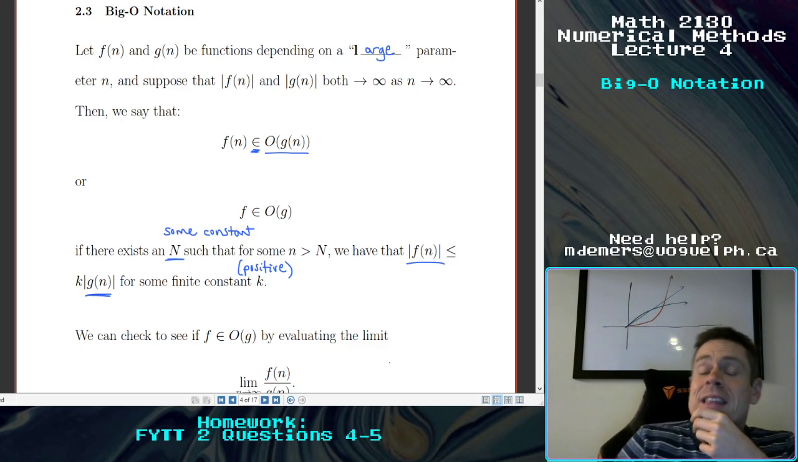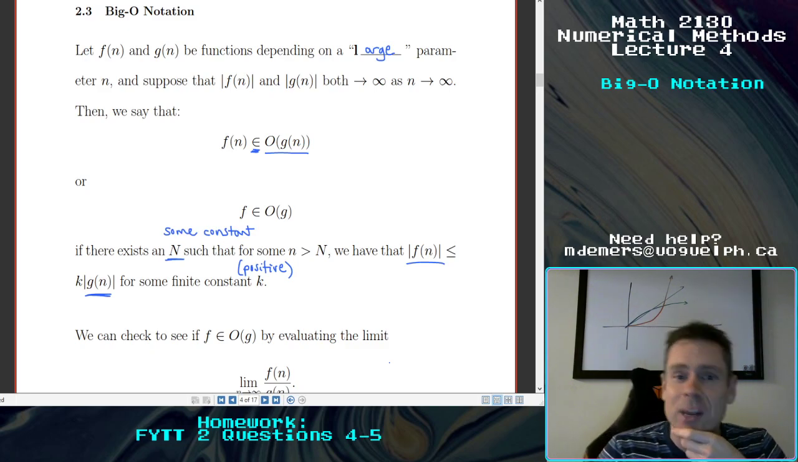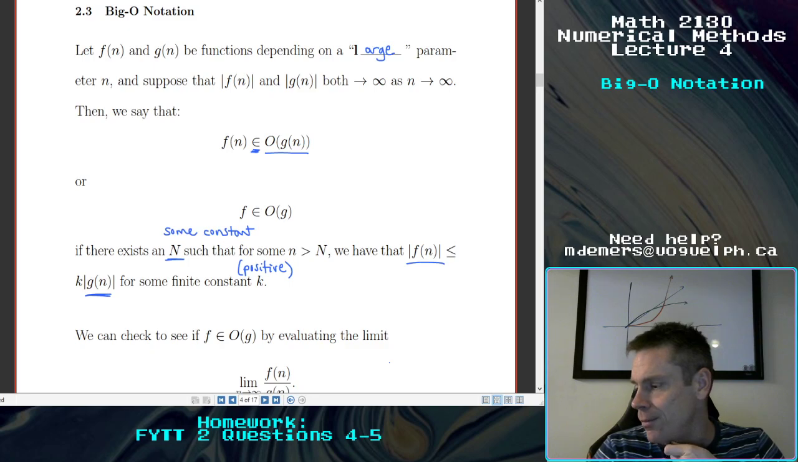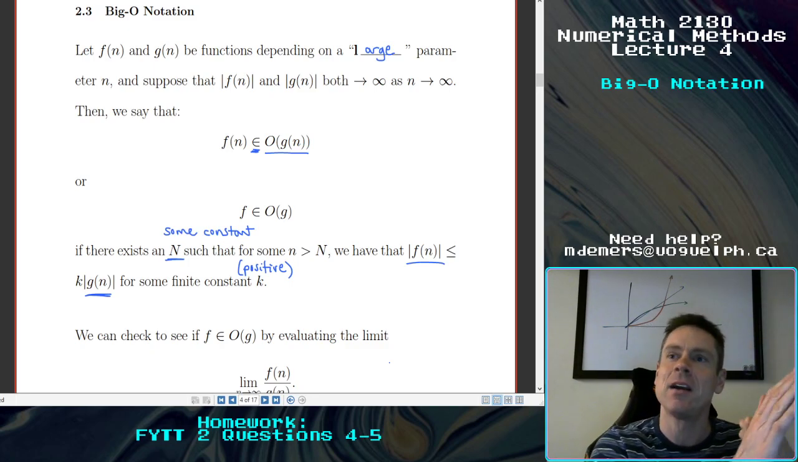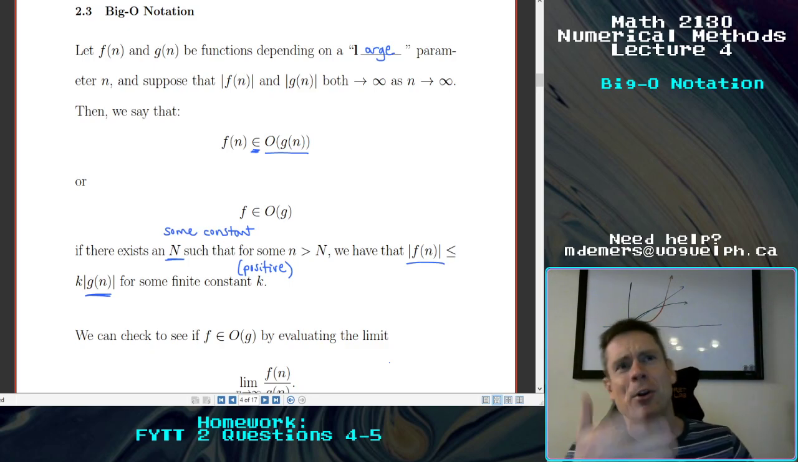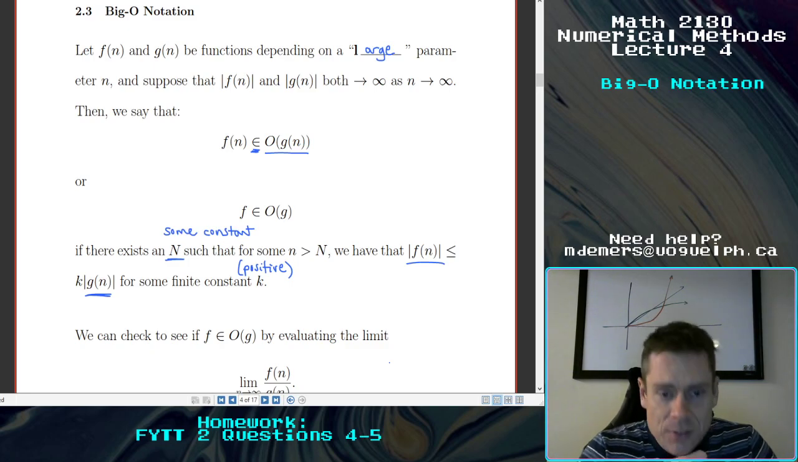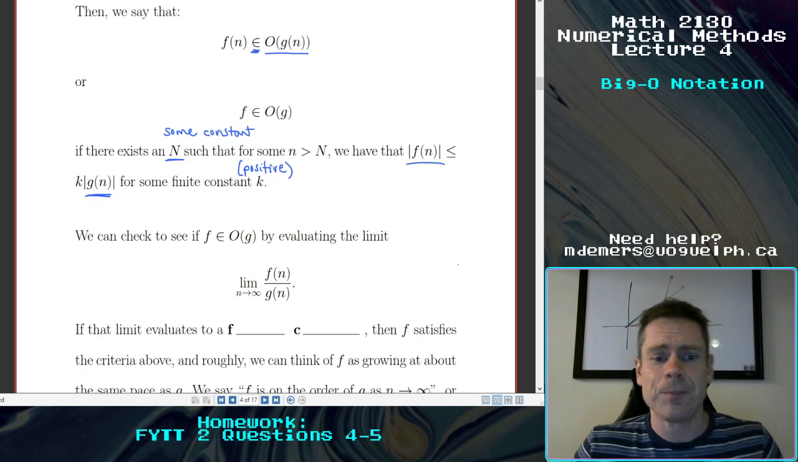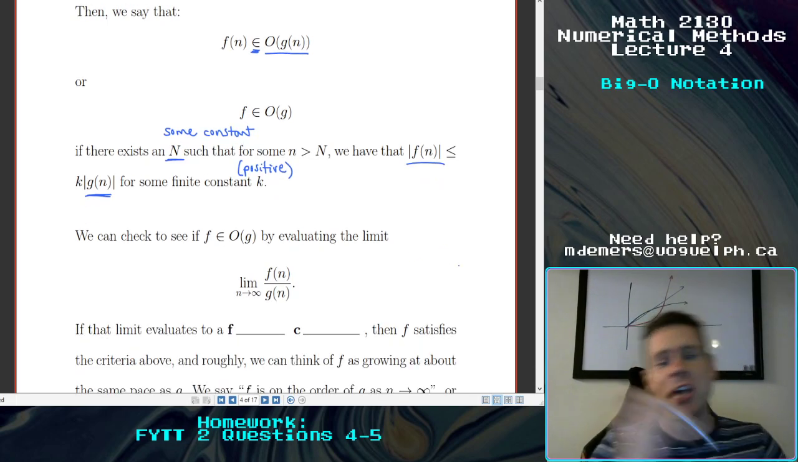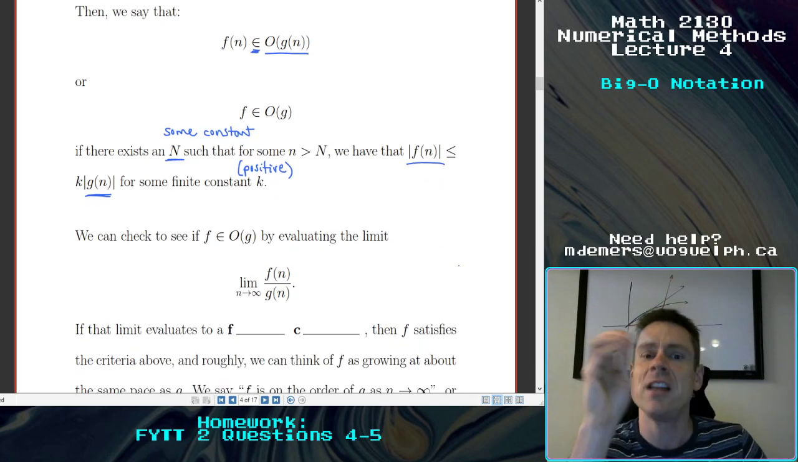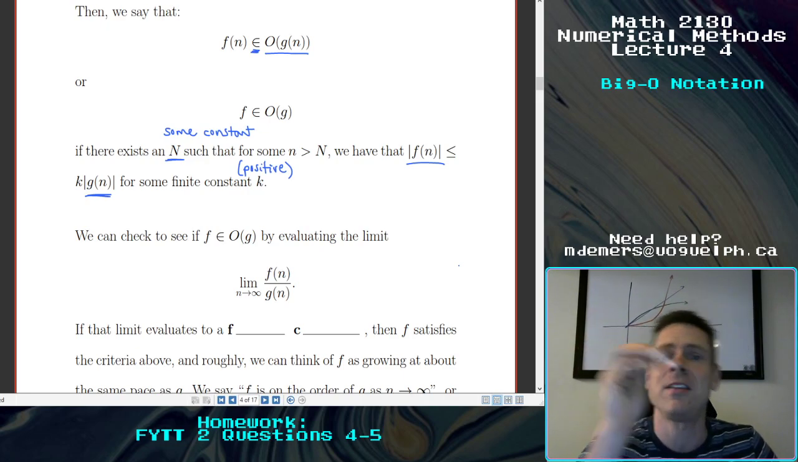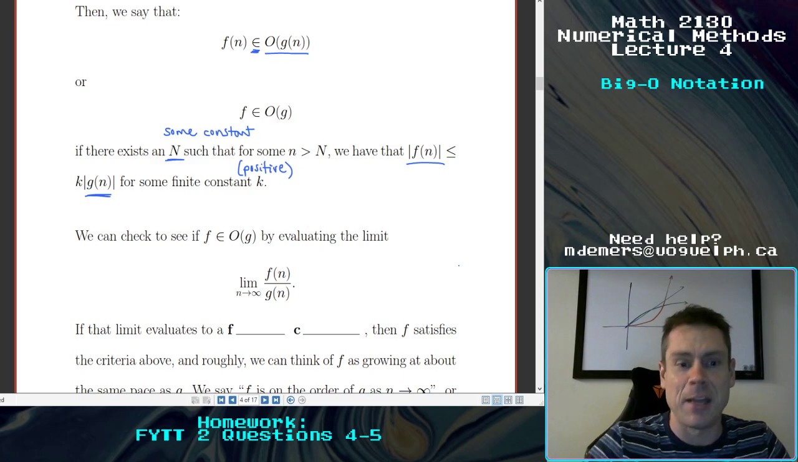However, one thing that we can use to evaluate these a little bit more simply is the fact that we're talking about behavior that's eventually happening. And if we talk about a parameter getting large, that sounds a whole lot like a limit. So what you want to do is check to see if one function is on the order of another, if f is on the order of g, by evaluating this limit.